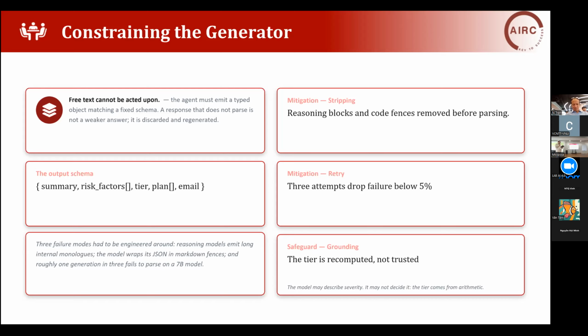One further safeguard is that the tier the model proposed is discarded and replaced by the tier computed from the actual score, so we don't have any mistakes. The model may describe severity. It may not decide it.